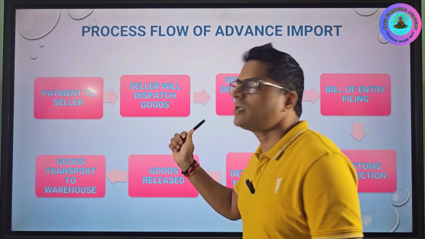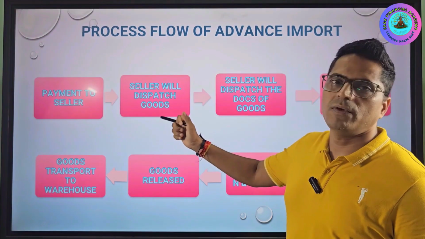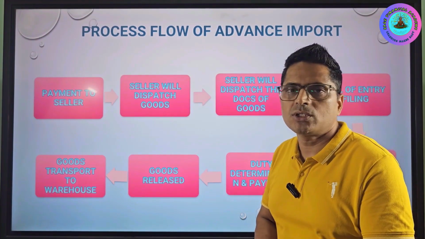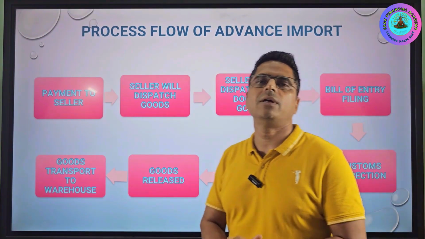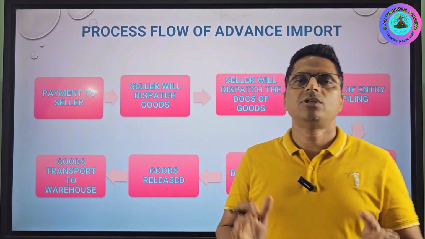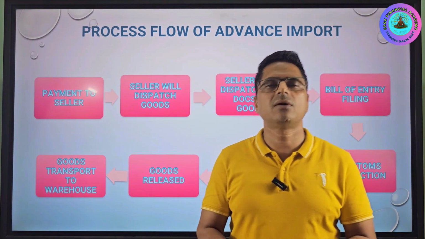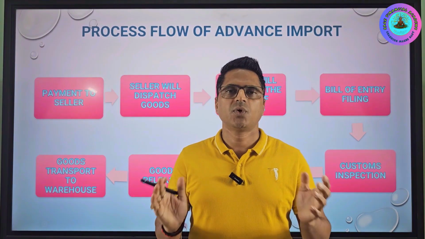Seller will dispatch the goods to the importer. Once the seller dispatches the goods, the seller will prepare the documents of the dispatched goods, and the seller will dispatch the documents as well. Why will the seller dispatch the documents? Because on dispatch of the documents, the buyer will receive them, and on the basis of those documents, the buyer will be able to release the goods.